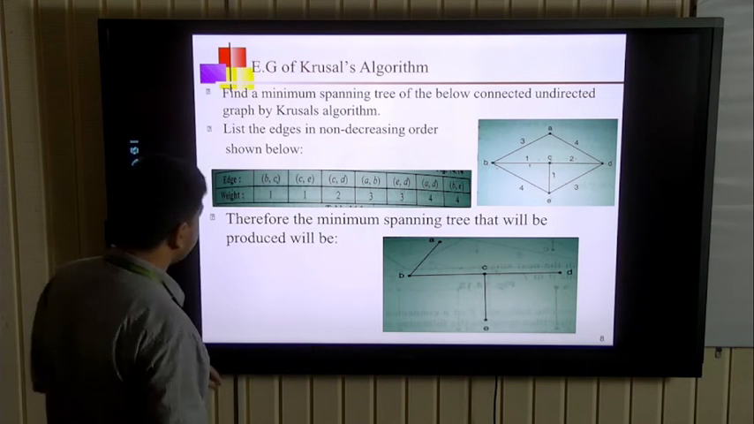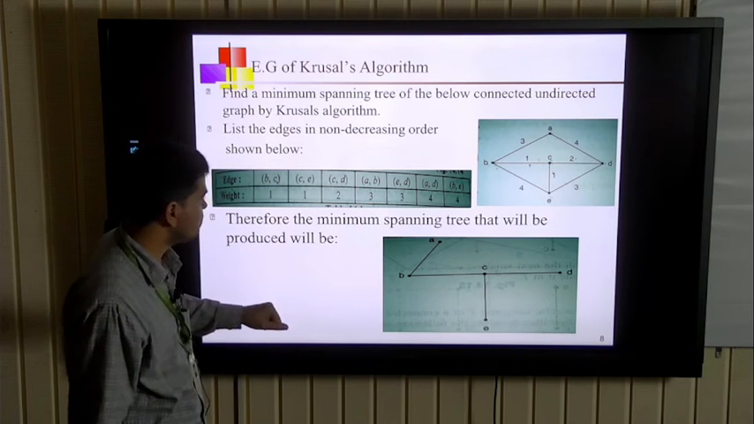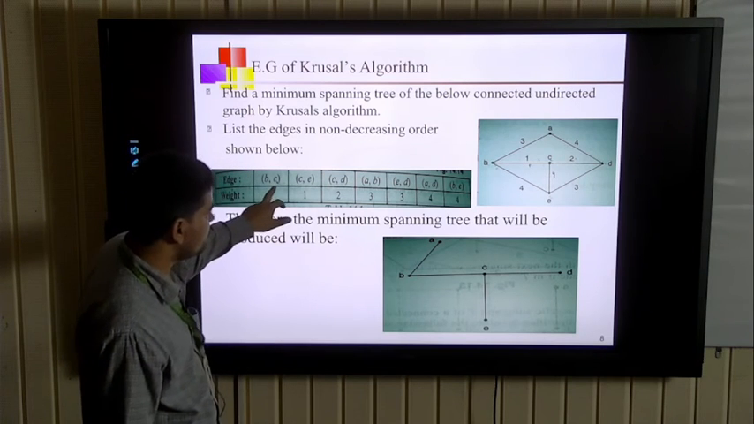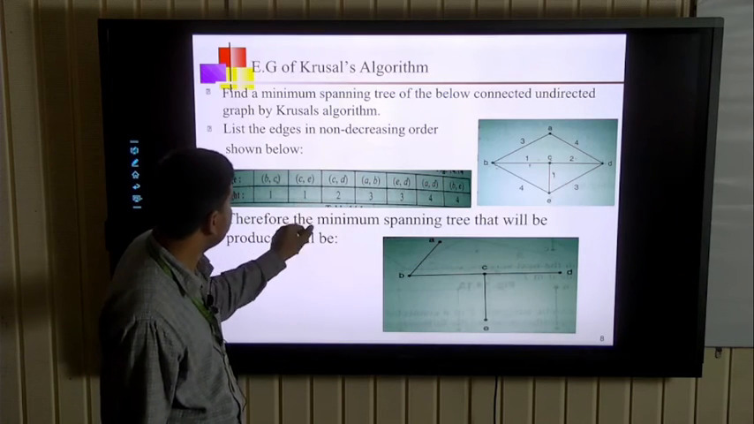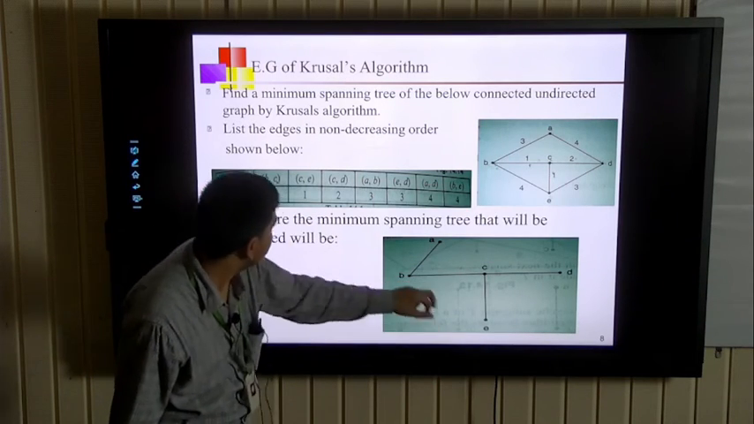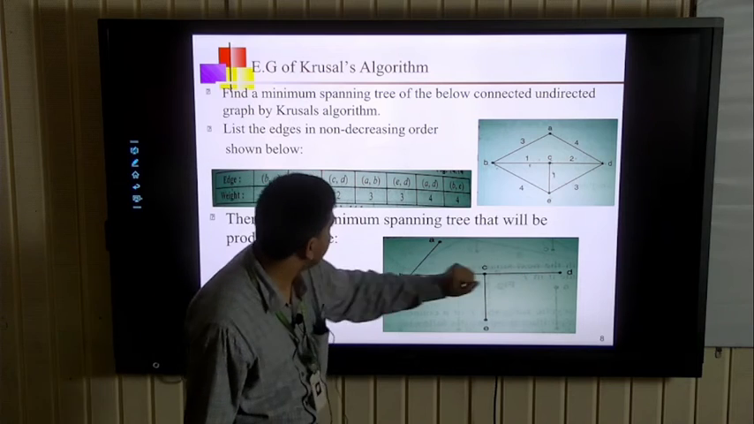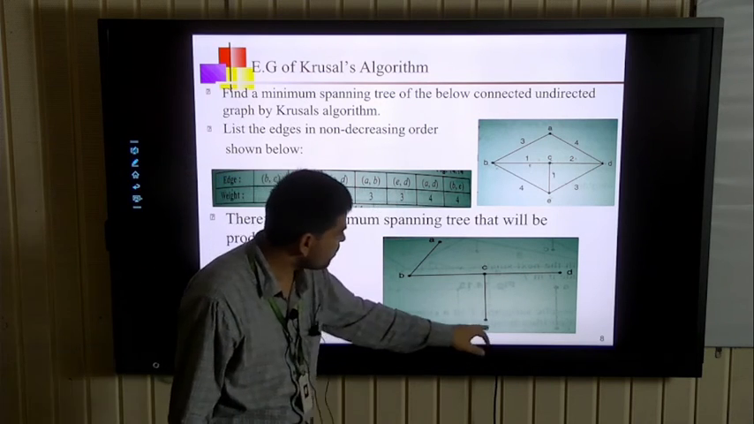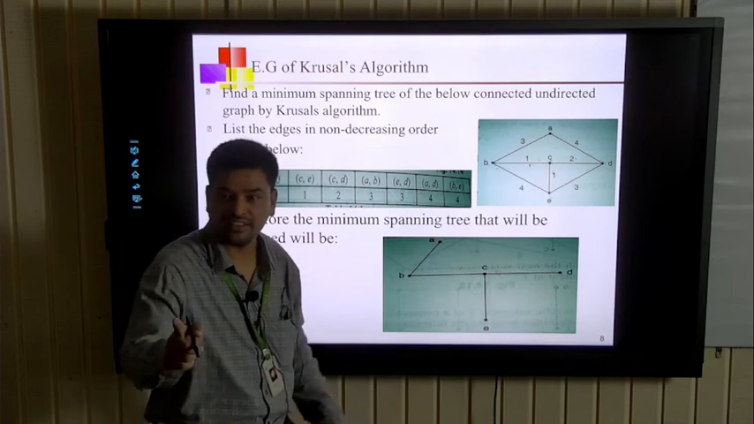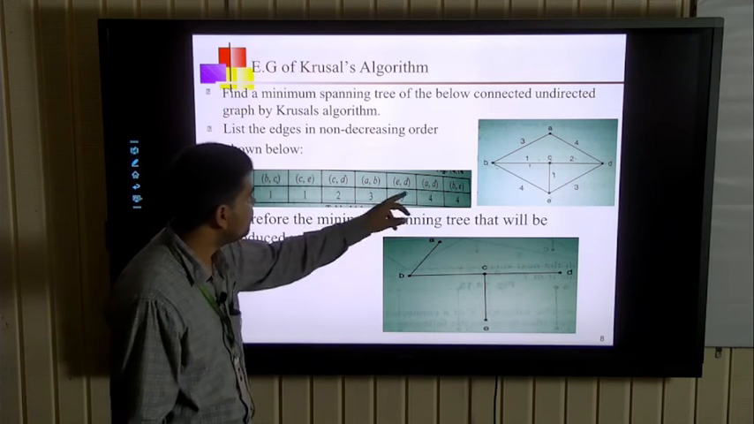Okay. So we select first B to C, then C to E, then C to D, then A to B, then E to D. If you connect E to D, it means you create a cycle. So we remove it. Then we connect A to D.